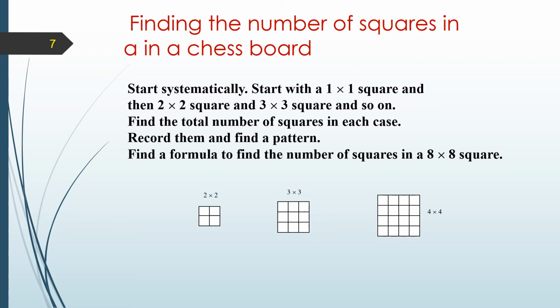In a 1 by 1 square, there is only 1. In 2 by 2, there will be 4 plus 1. In 3 by 3 squares, there will be 9 plus 4 plus 1. And in 4 by 4, there will be 16 1 by 1 squares, 9 2 by 2 squares, 4 3 by 3 squares, and 1 4 by 4 square.